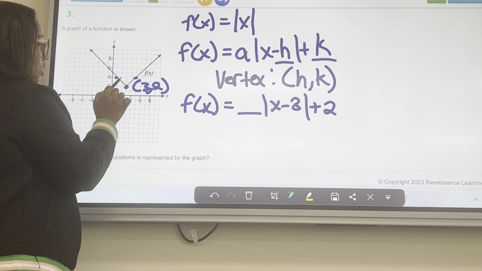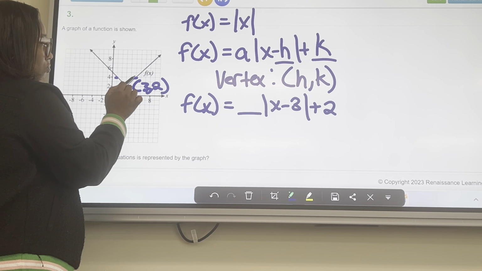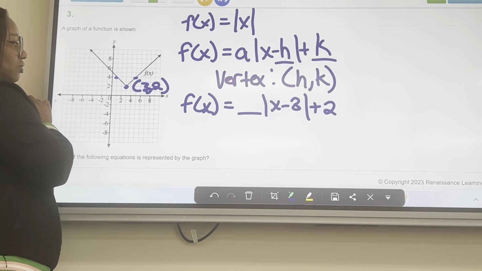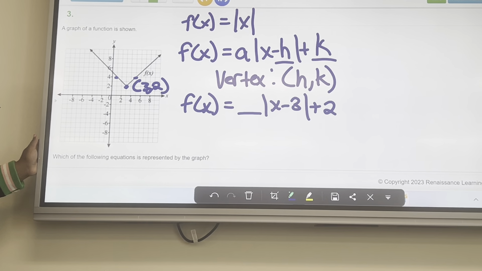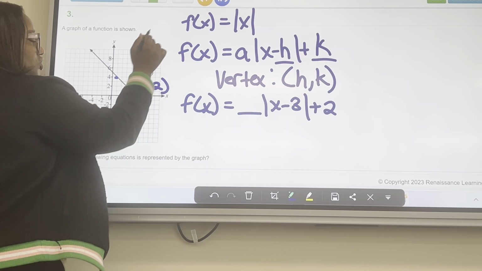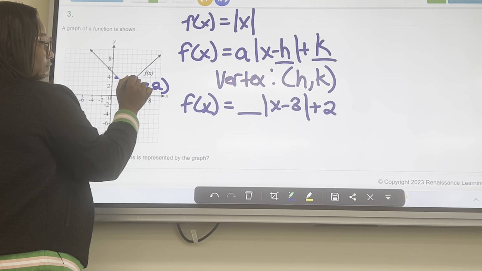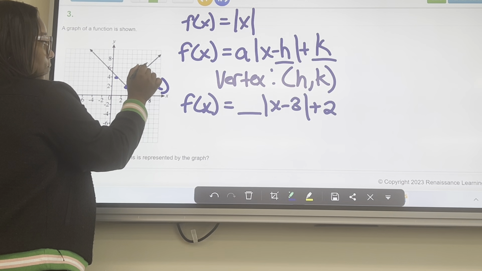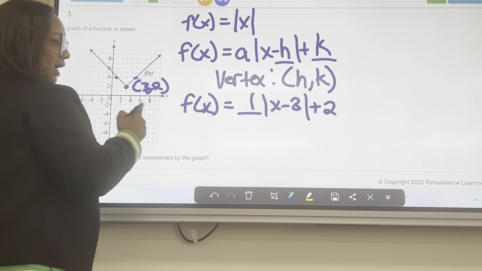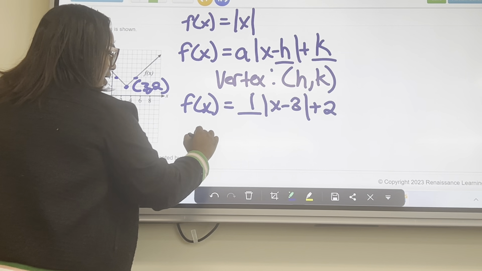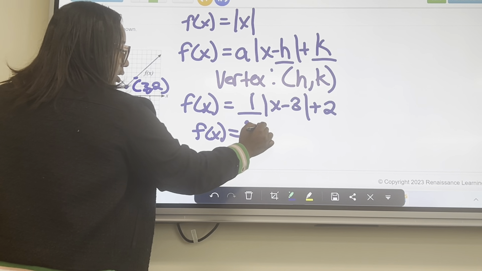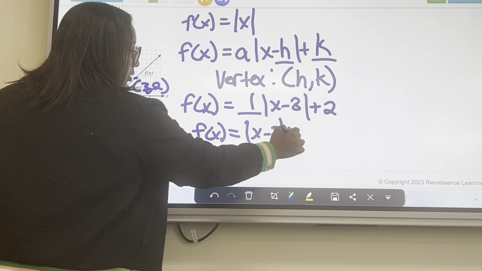Well, it looks like if I go up 1, 2, and over 2, I'm back on the line. And if I go to the left, up 2, over 2, I'm back on the line. So that 2 over 2 is equal to 1. Let's see if 1 over 1 gives me the same parent function. Up 1 over 1, up 1 over 1, and so on. So yeah, our a value is just 1. So it looks like our actual absolute value equation is going to be f of x equals, I don't have to put the 1 there, the absolute value of x minus 3, plus 2.